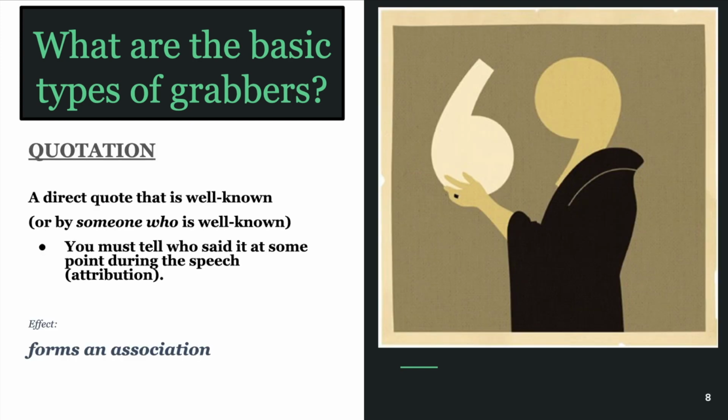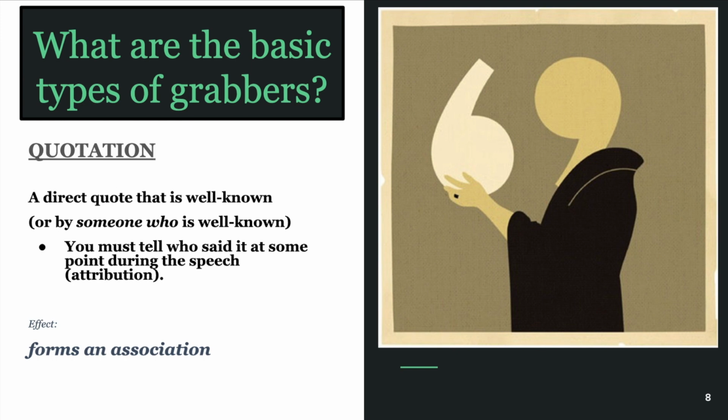Another type of basic grabber, which is very common at the beginning of speeches, is a quotation, something to get the audience to buy into your speech based on the content of the quote. So a quotation is basically a direct quote that is well known. Or if the quote itself is not well known, the quote is from somebody who is well known. And in this particular case, you have to tell who said the quote at some point during the speech. The attribution aspect is very important.